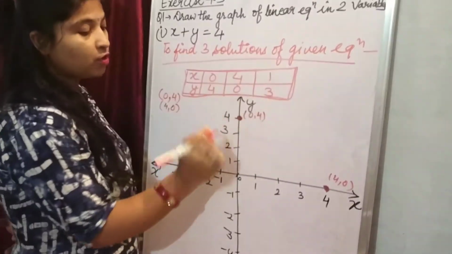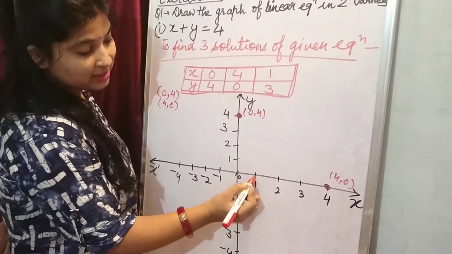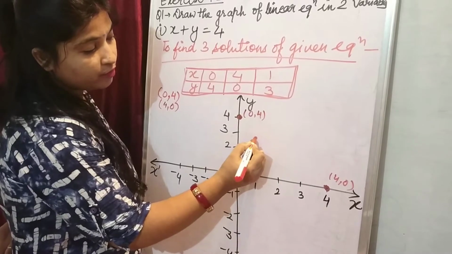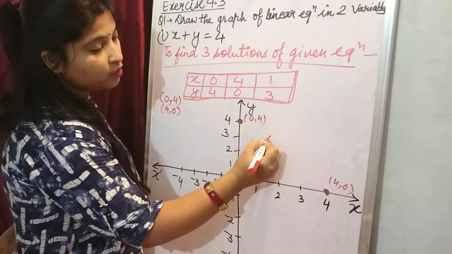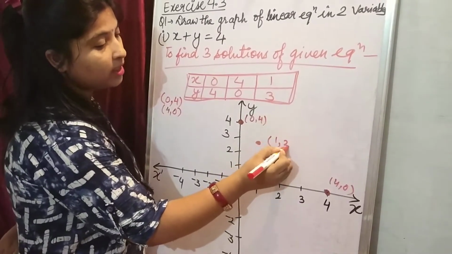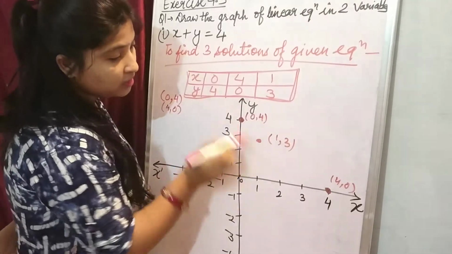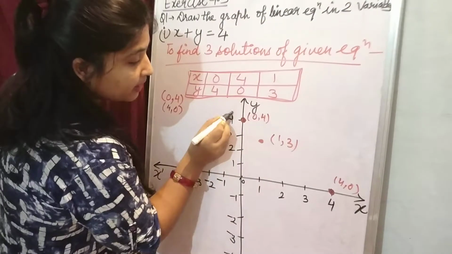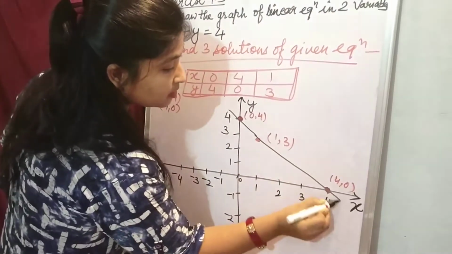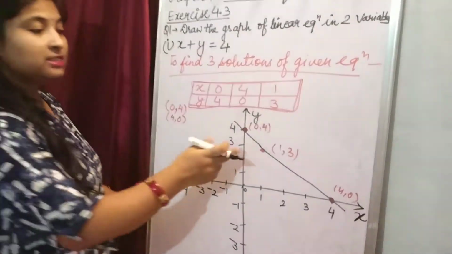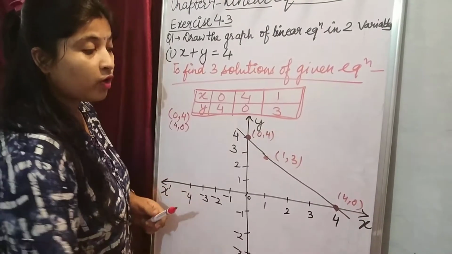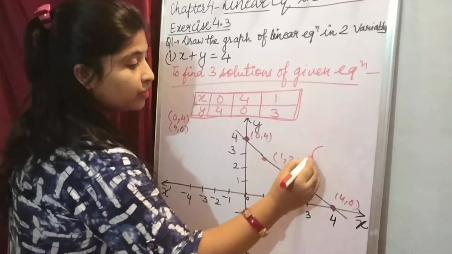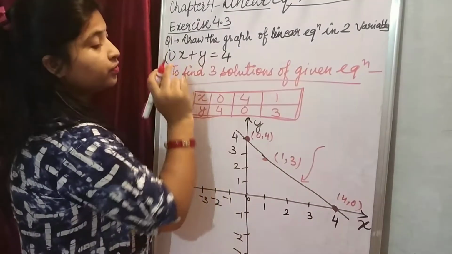Now next, (1, 3). When the value of x is 1, at that point the value of y is 3. Now join all these three points with the help of a pencil and scale. See, I am joining them. You are getting a straight line. This straight line is actually your equation. What equation are you having?